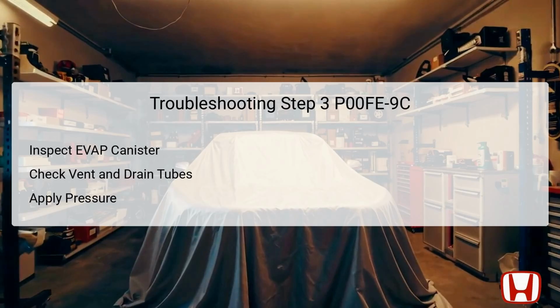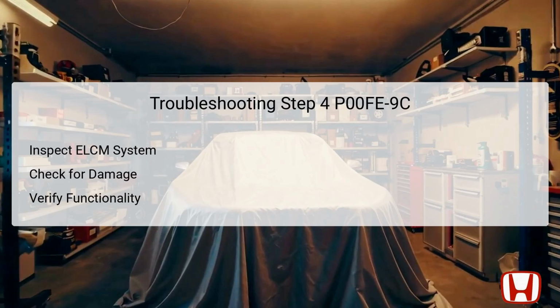Similar to the previous step, apply pressure and monitor the canister's response. A normal reading will not hold pressure, which indicates no blockages. If pressure is retained, this implies a potential malfunction or blockage in the EVAP canister, necessitating further examination or replacement.